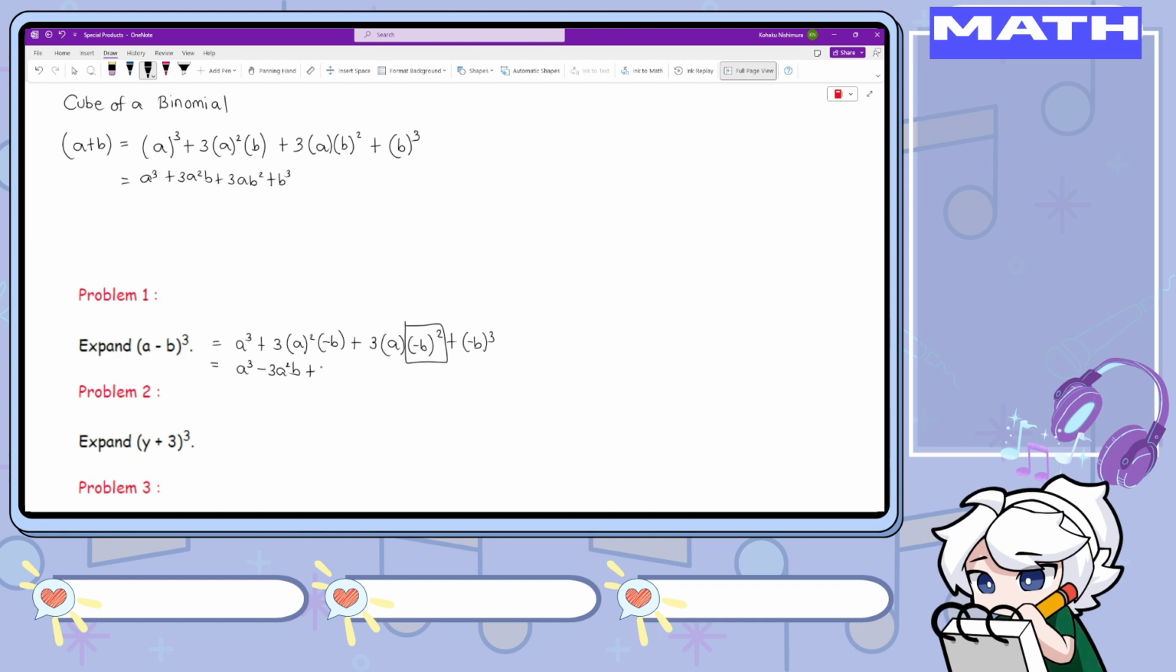On this particular part, if we square a negative number, it's going to be positive. So this is guaranteed positive, 3ab squared. But if we get the cube of a negative, it looks something like negative times negative times negative. We know negative times negative is positive. But what is positive times negative? The answer is negative. Thus, it's minus b cubed.